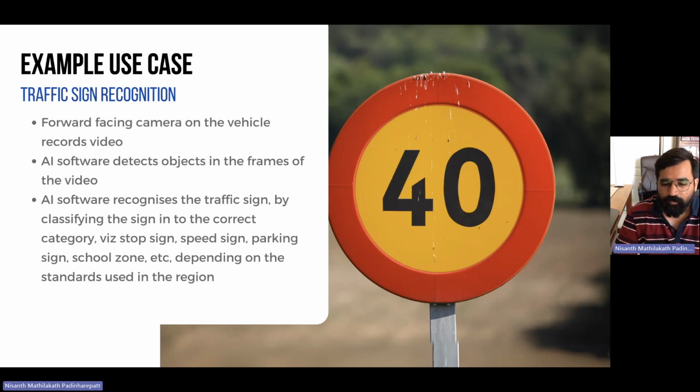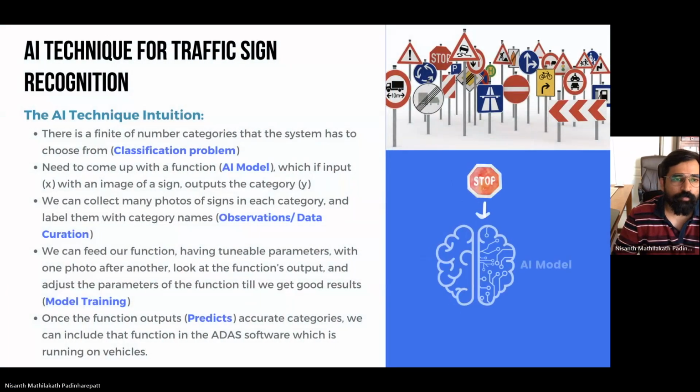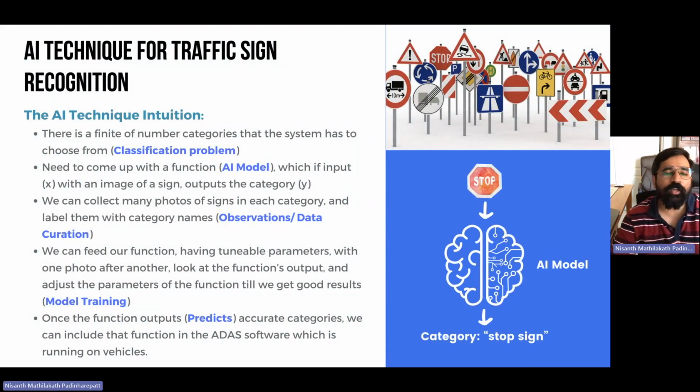Now in this case, what are these y and x's? And what is m? We will see that. Now we know that there is a finite number of categories that the system has to choose from. So this is a classification. We have to classify.